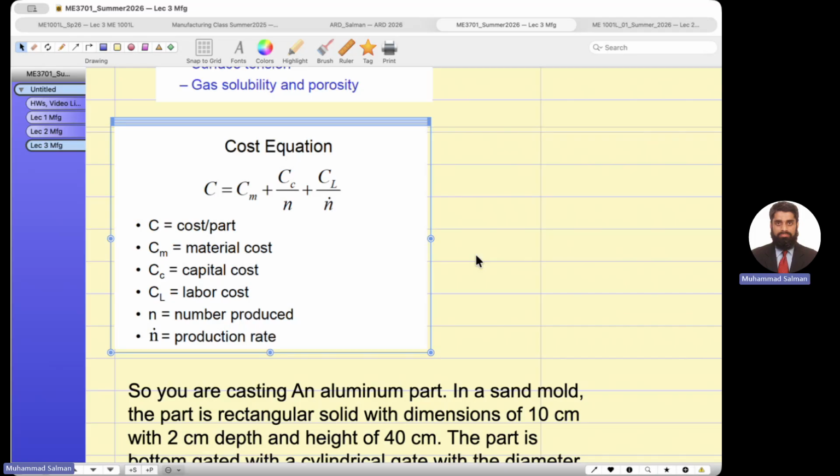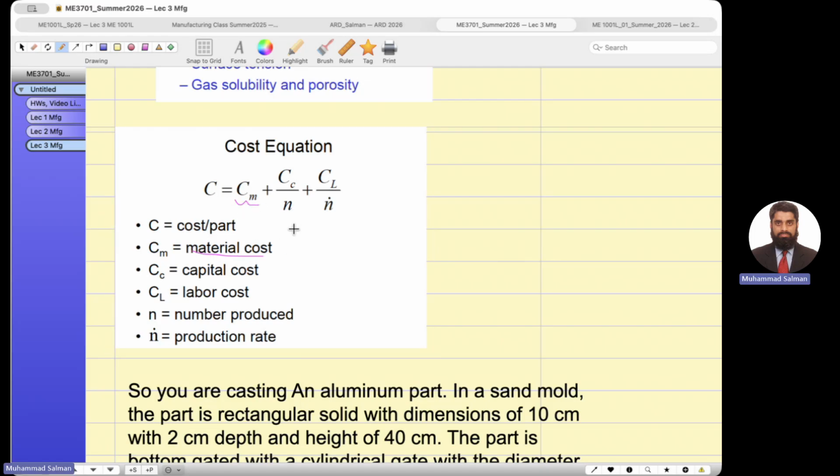Three different costs: the material cost, the capital cost, and the labor cost. Suppose the material cost per part, total material cost plus the cost of the number of parts per unit part, and the labor cost, for example, $10 an hour, and you are producing 10 parts an hour. So it would total cost one dollar.